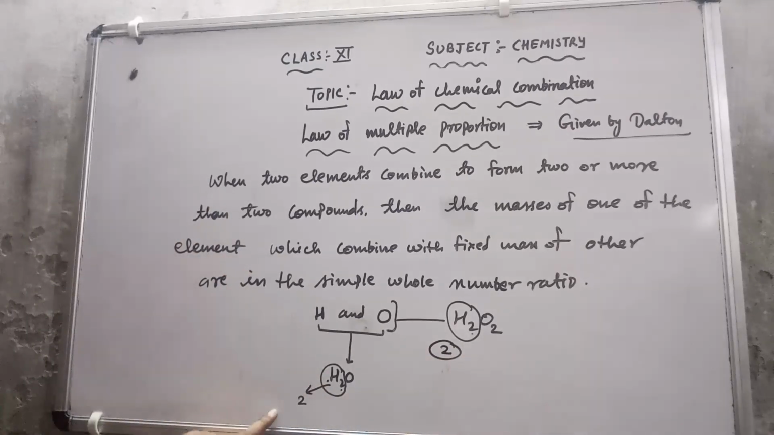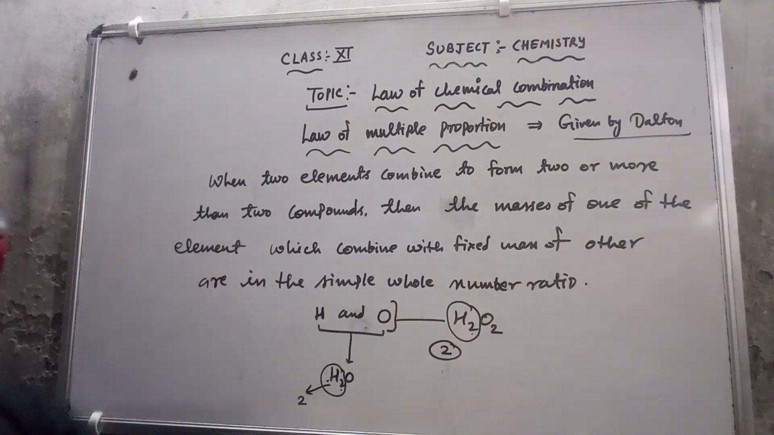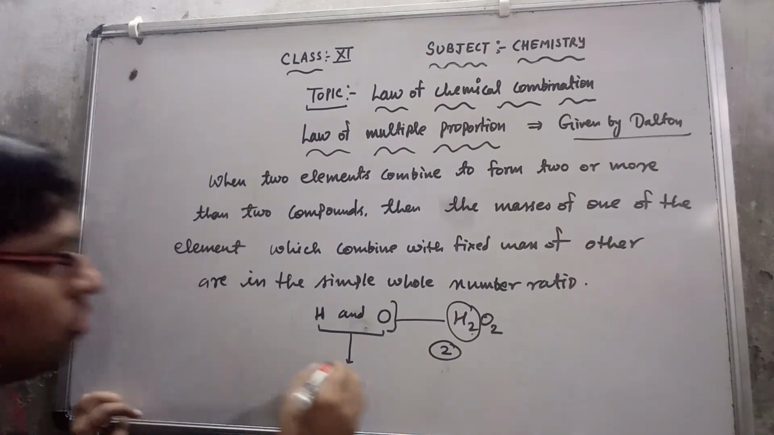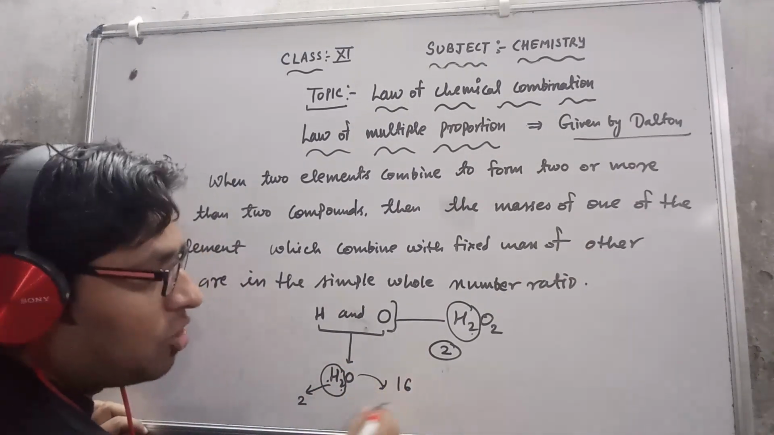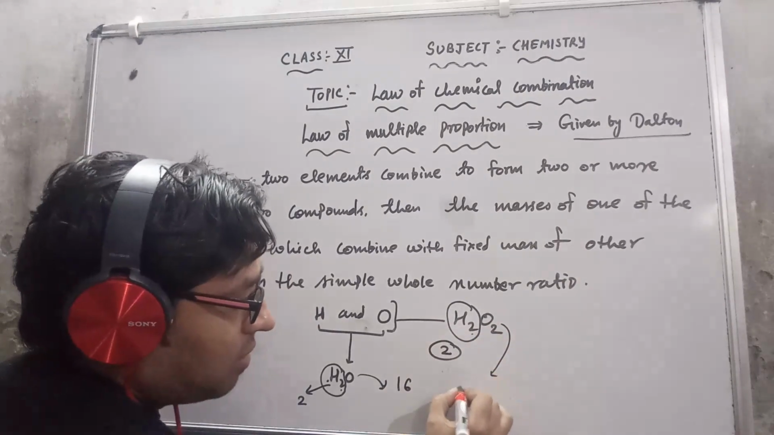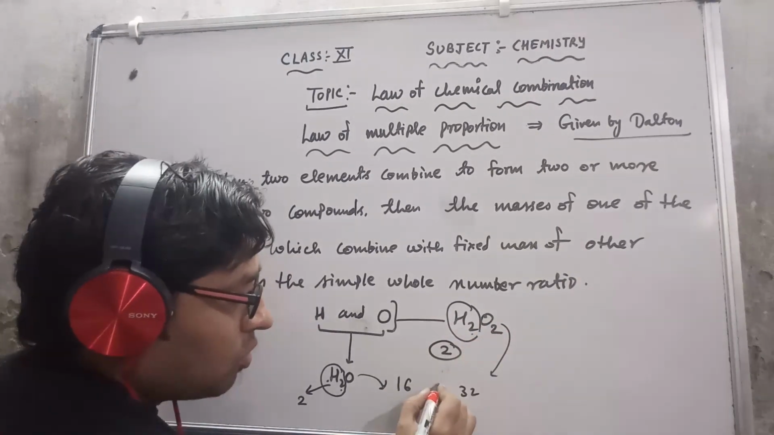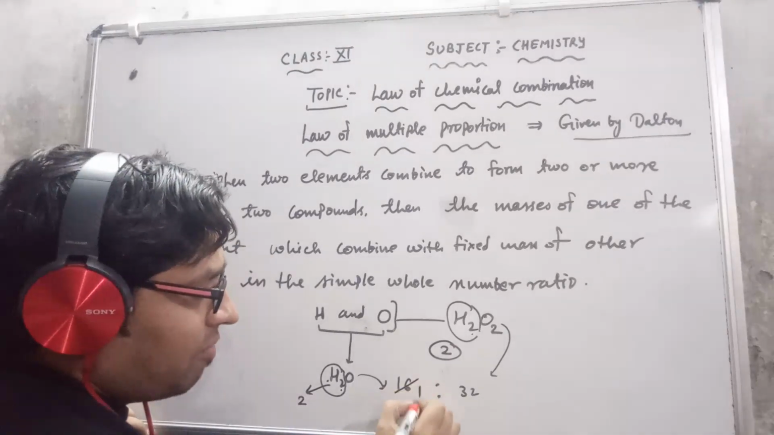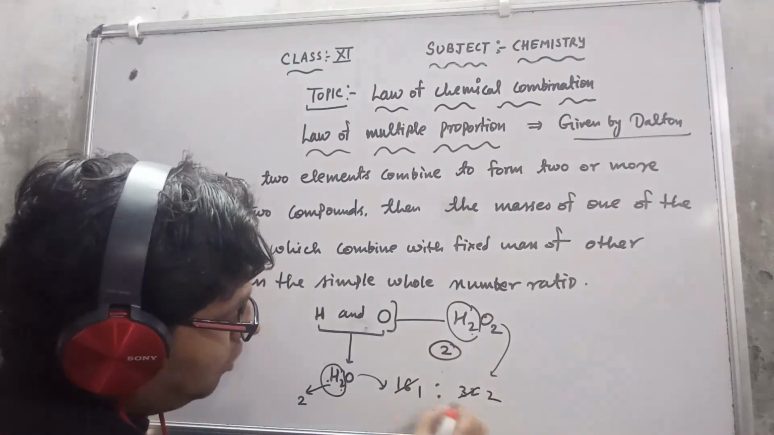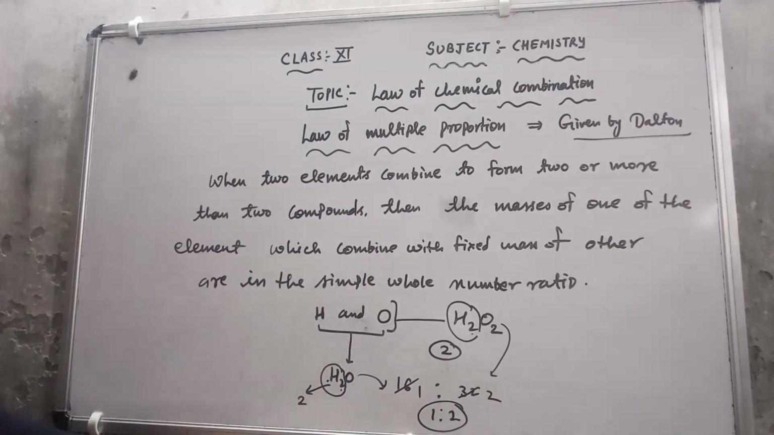So the mass of hydrogen is fixed here, and the other element available here will be in a simple whole number ratio. Which one is the other element? That is oxygen. Here the mass of oxygen is 16, and here the mass of oxygen is 32. So their ratio is 16 to 32, this is 1:2, which is a simple whole number ratio. So that means the law of multiple proportion is proved.